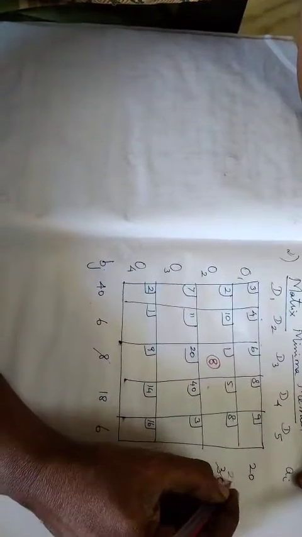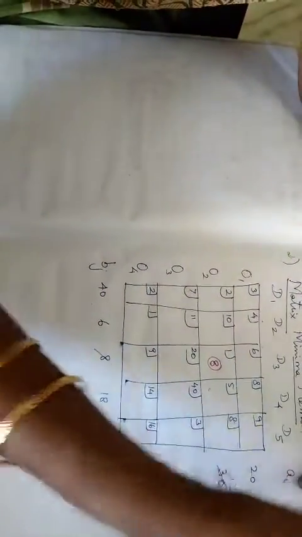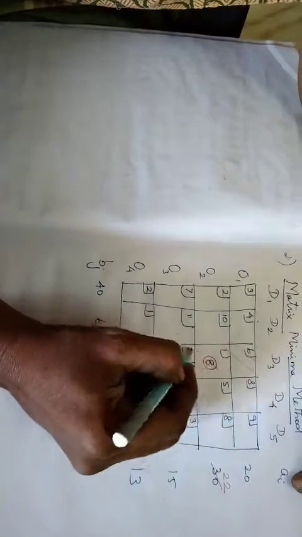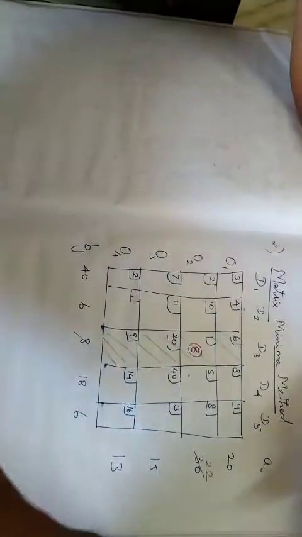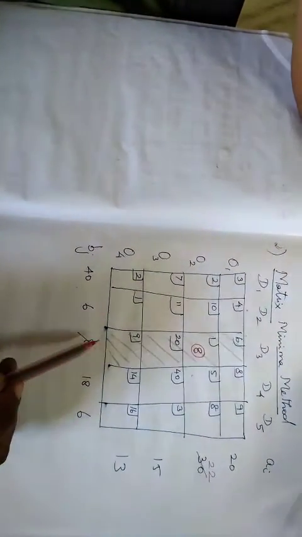So 8 will get cancelled. The remaining value in 30 is 22. So you strike out that column, since you cannot put any more allocations in the third column.